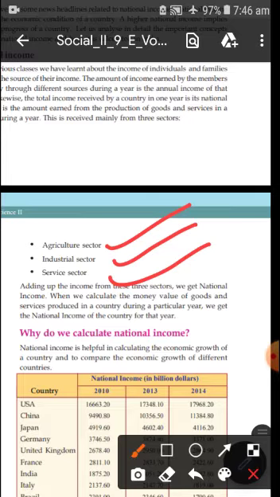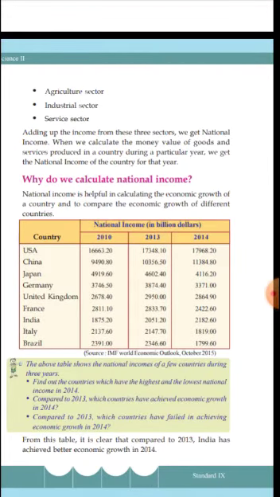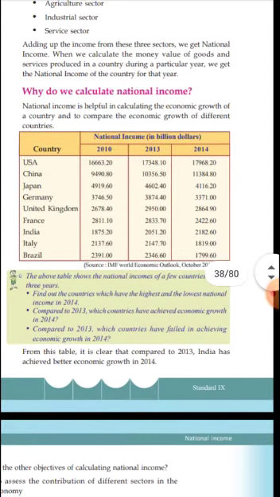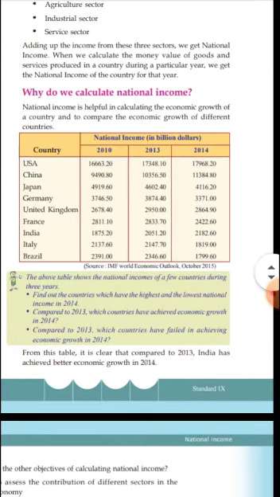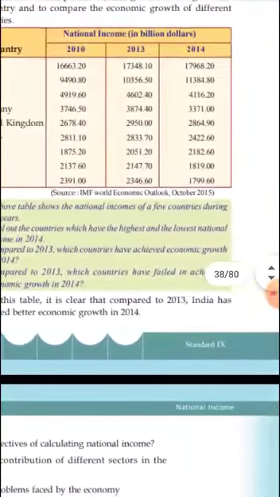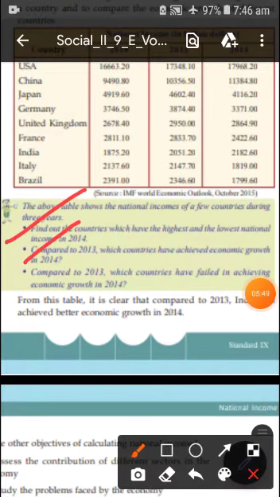When we calculate the money value of the goods and services produced in a country during the particular year, we get the national income. The money value produced from the agriculture sector, industrial sector, and service sector, the sum of all that altogether, is known as national income. Now see, this is the calculation of national income in $1 billion for 2010, 13 and 14 of the different countries. A list is there, please watch that. Find out the country having the highest and the lowest national income. There is one question given here, try to answer these questions.